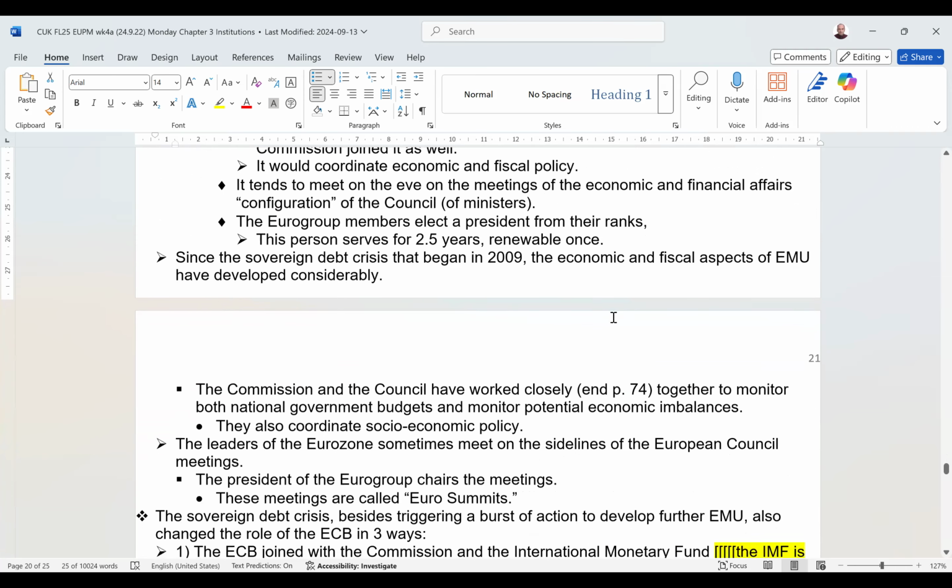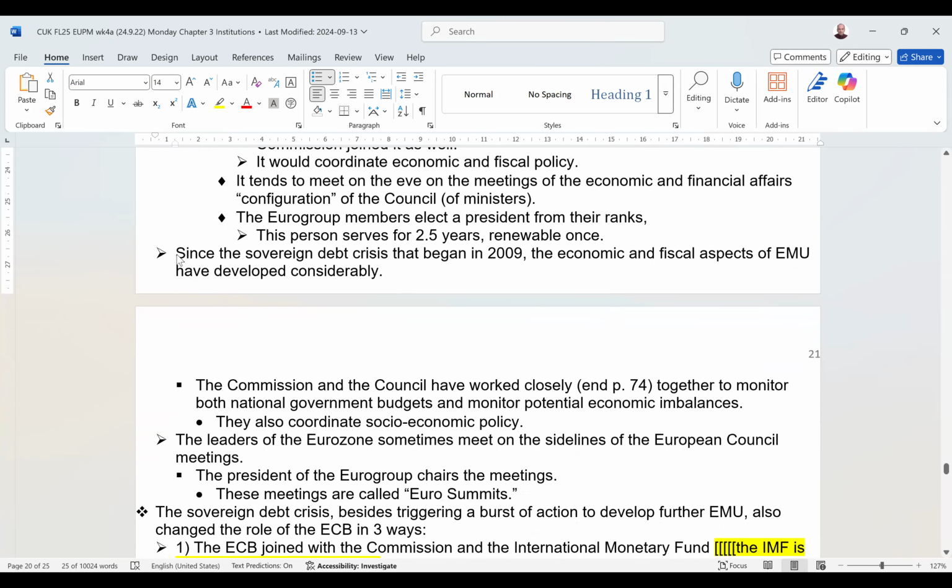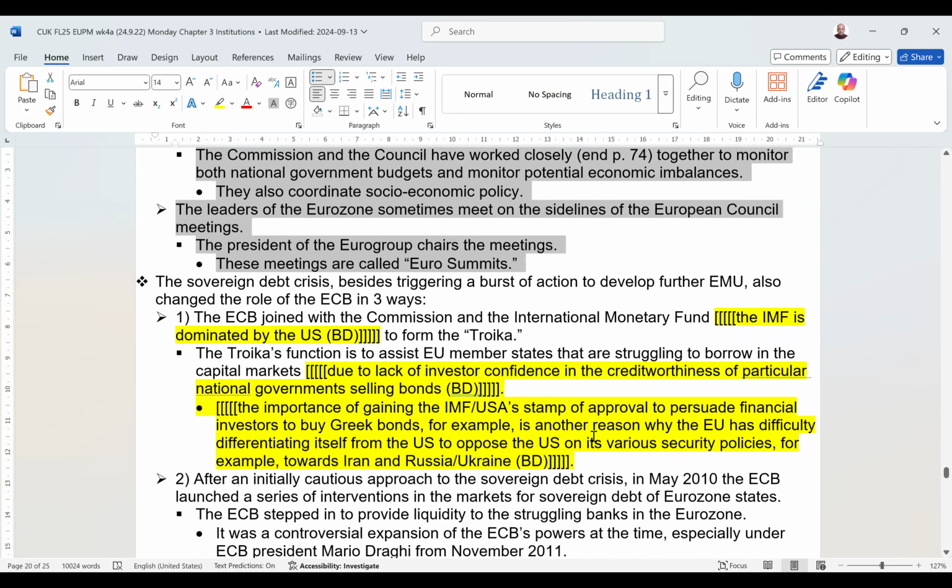And it says, yes, to put it moderately, since the sovereign debt crisis that began in 2009, the European economic and financial aspects of the European Monetary Union have developed considerably. The Commission and the Council have worked together closely. And you can see during the sovereign debt crisis, they worked closely with the International Monetary Fund, which is basically Washington. So now, again, this is all being encouraged and supported by Washington.